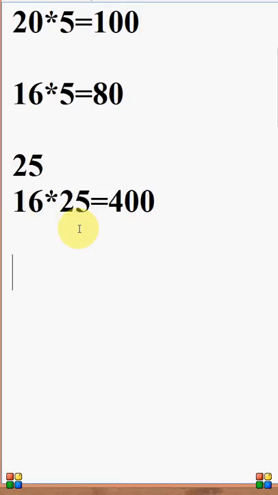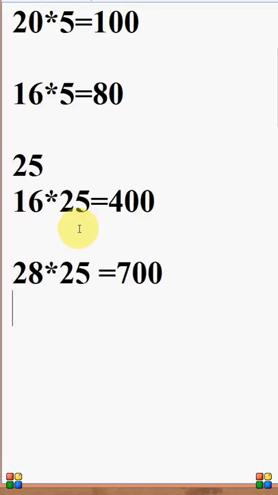Now let us take another example. We want to multiply 28 into 25. What you will do? You will divide 28 by 4 and add 2 zeros. Dividing 28 by 4, you get 7, adding 2 zeros, 700. This is simple. This is the same trick. Actually, 25 is 5 into 5. So we will divide by 2 into 2, that is 4, and add 2 zeros.